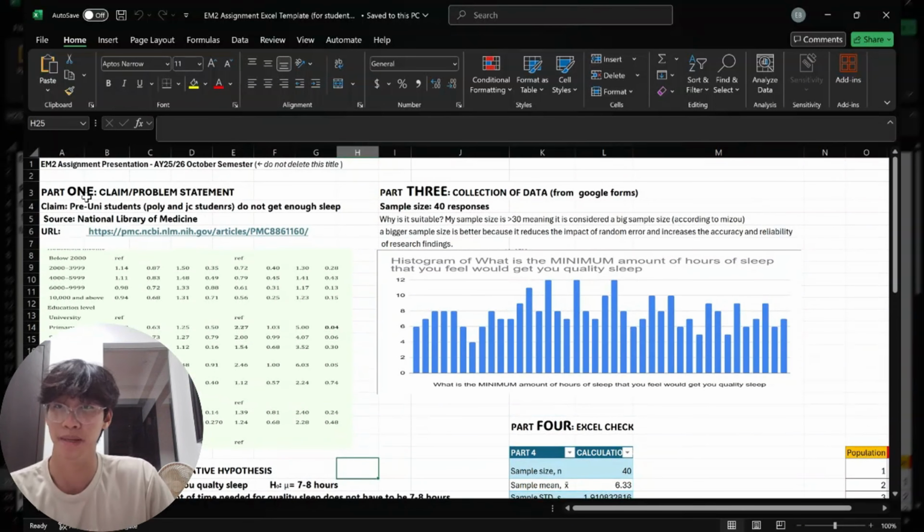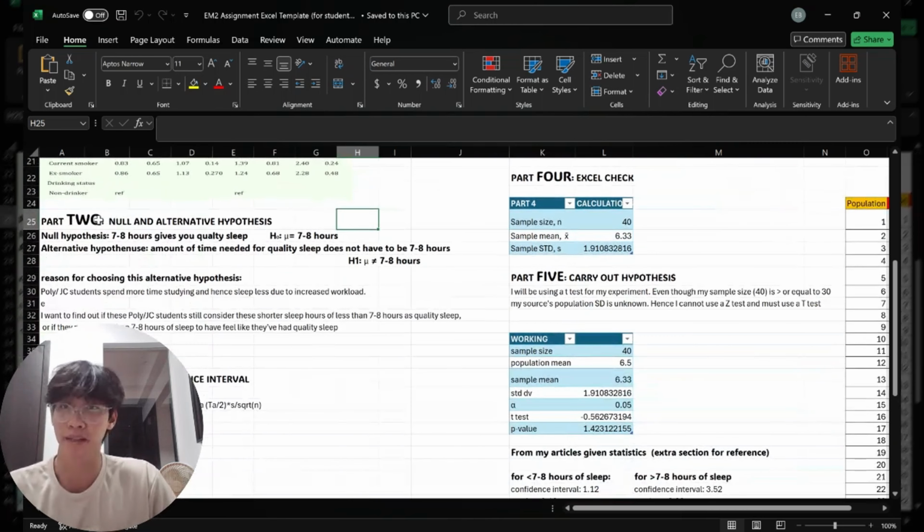So for part 1, it's just my claim and my source. We'll skip that. And now let's go into part 2. In part 2, I have to find a null and alternative hypothesis. For my null hypothesis, it will be that 7 to 8 hours gives you quality sleep. And my alternative hypothesis will be the amount of time needed for quality sleep does not have to be 7 or 8 hours.